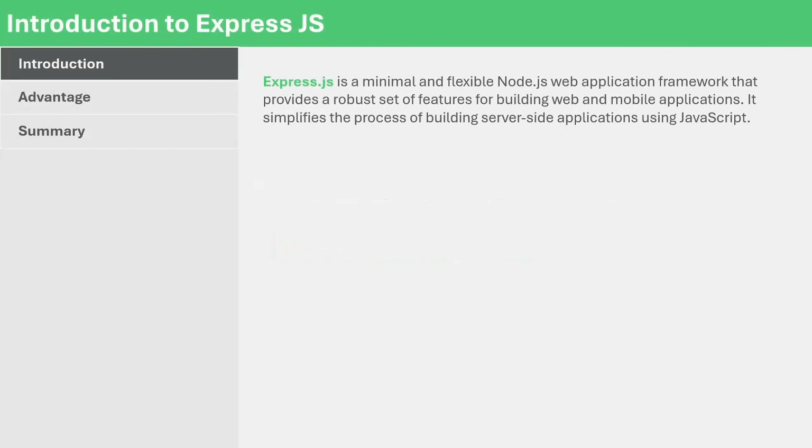So, what is ExpressJS? For starters, we can say that ExpressJS is a free and open source framework for Node.js. ExpressJS is a minimal and flexible Node.js web application framework that provides a robust set of features for building web and mobile applications. And it simplifies the process of building server-side applications using JavaScript. In simple words, we can say that ExpressJS helps us develop a Node.js application by writing minimum Node.js code. It simplifies complex Node.js logic with simple one or two lines of code.